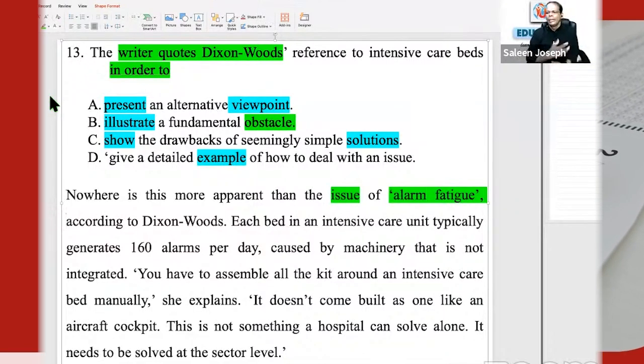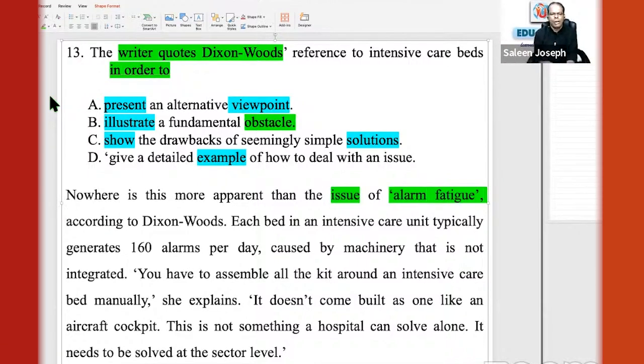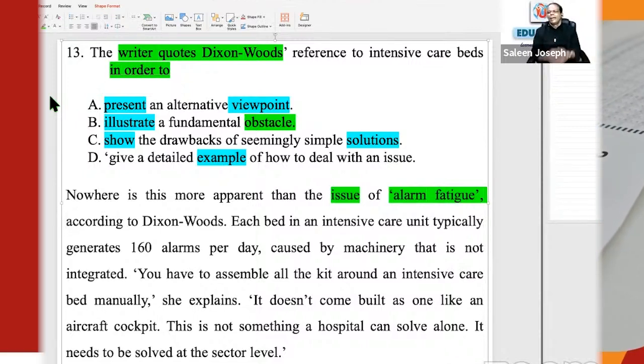How to do things about alarm fatigue? No, it is not given. They are not saying how to deal with an issue. They are saying this is the issue. So many sounds, 160 alarms per day, and the nurses have to come and fix everything manually. They don't say how to deal with the issue. The real issue is this. They are explaining the issue. They did not give any solution. They said it cannot be solved by a hospital alone. They did not give any example.